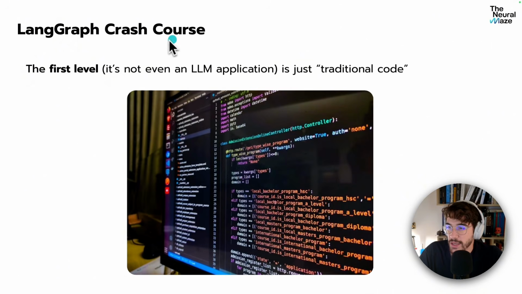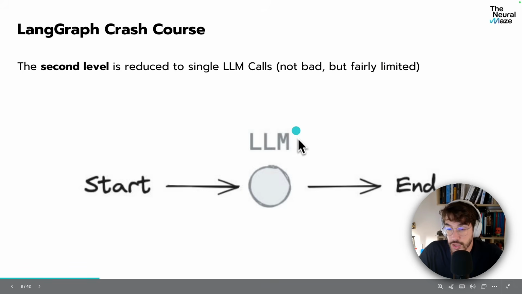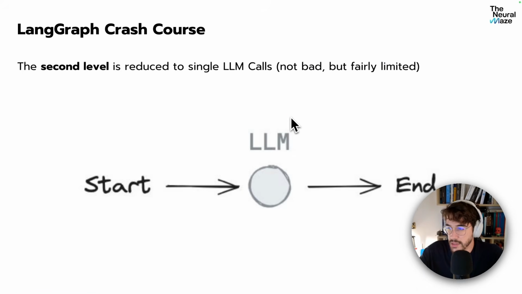Okay, so I'm just going to skip through this a bit more quickly. The first level, as I was saying, is not even an LLM application. It's just traditional code. The second level is reduced to single LLM calls. Remember the second level, and it's not bad, but of course it's fairly limited. You have start, this LLM node, and then an end. You have an input, a prompt, and the LLM generates some output. Of course, you can attach tools to this LLM. This LLM is not constrained to be just a single call. It might use some tools to generate a response, etc.